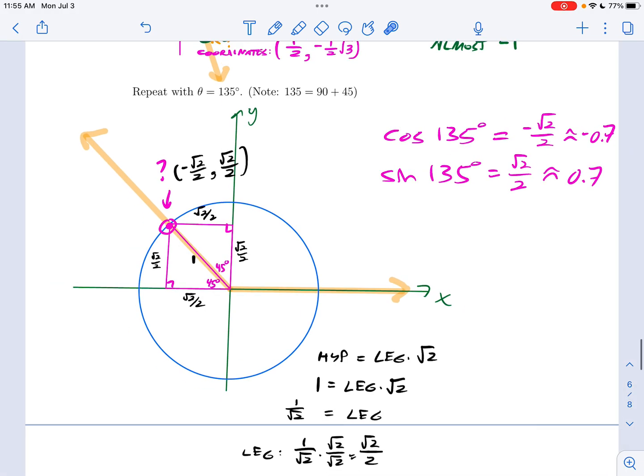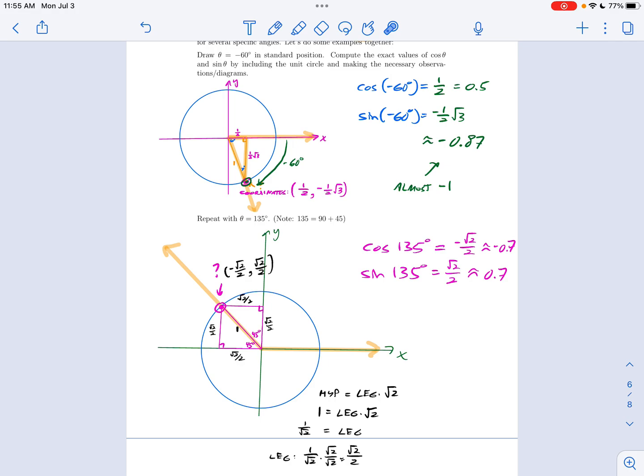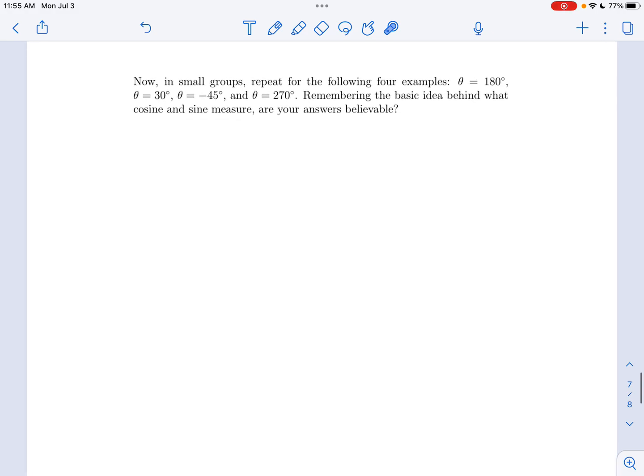I'm just going to warn you that these specific numbers that we're seeing, root 2 over 2, 1/2, 1/2 times root 3, they will be coming up over and over again. So at some point, you're just going to notice some patterns, and you're not going to have to do all this work.